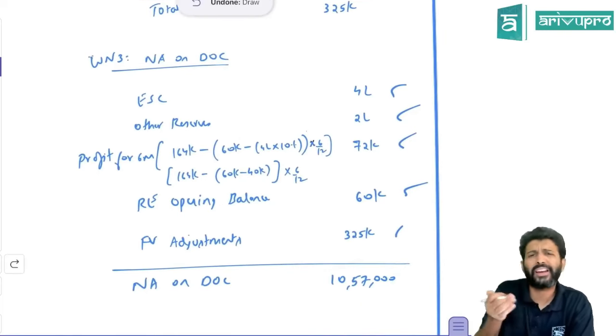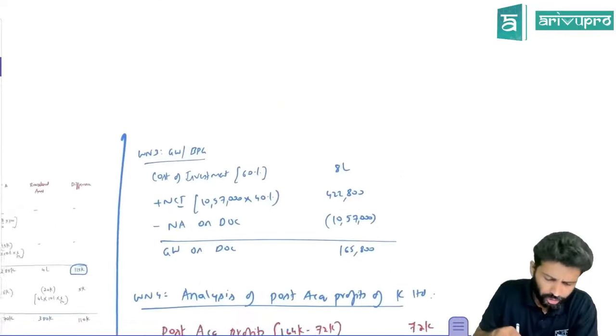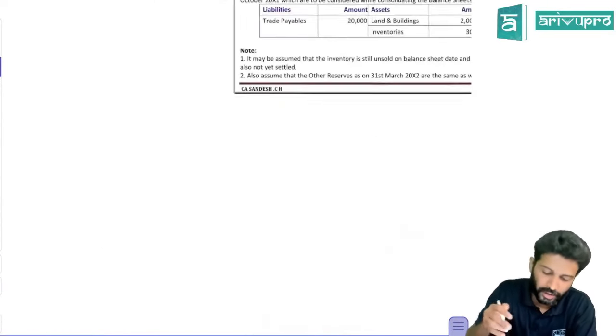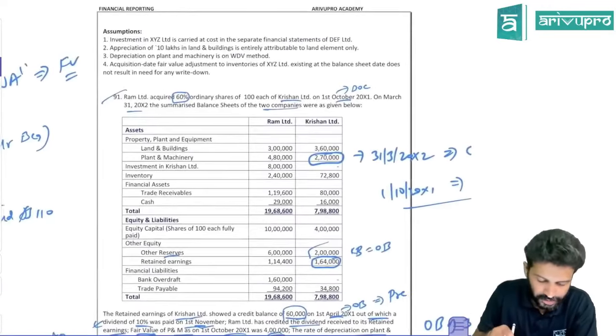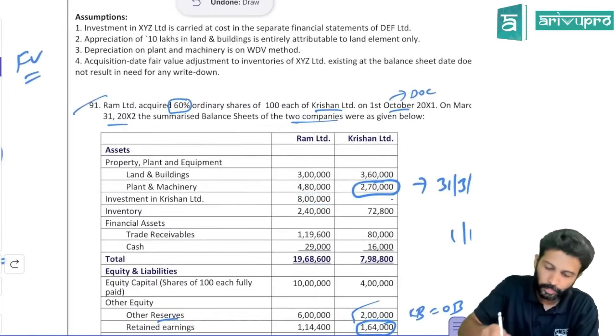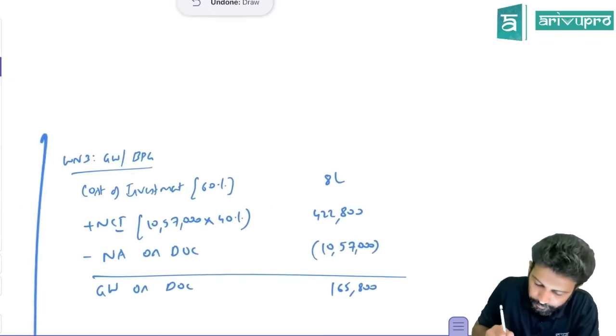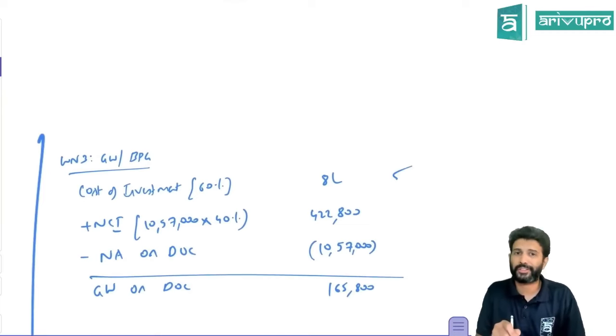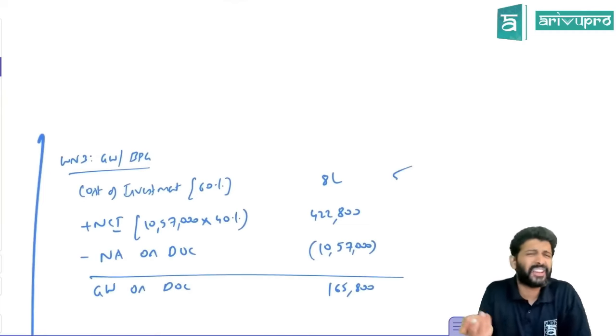Next step is what? Calculate goodwill or bargain purchase gain. So first you'll consider what? Cost of investment. How much was the shares purchased for? Parent purchased the investment in subsidiary company by paying 8 lakh rupees. So the cost of the investment is 8 lakh. Okay. This was only for 60%. That means you need to consider NCI. NCI, they have not given anything.